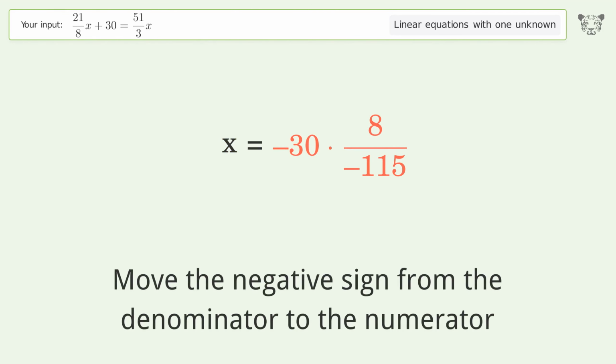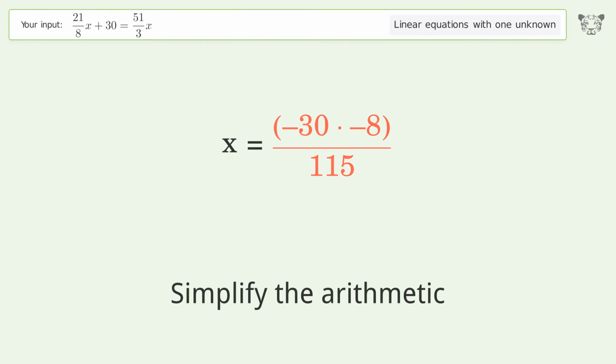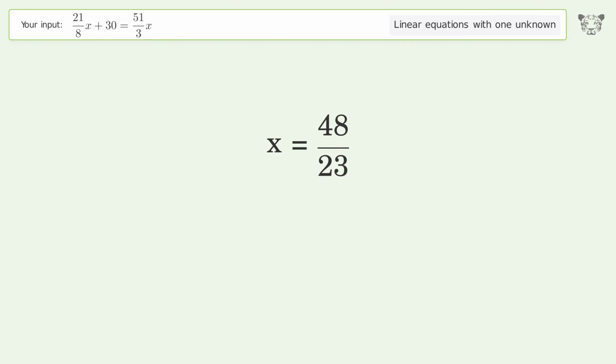Move the negative sign from the denominator to the numerator. Multiply the fractions. Simplify the arithmetic. And so the final result is x equals 48/23.